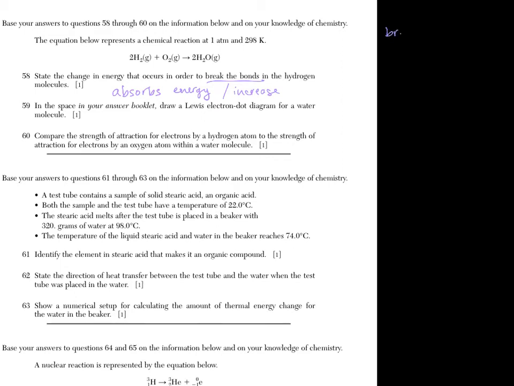So breaking is absorb, forming is release.